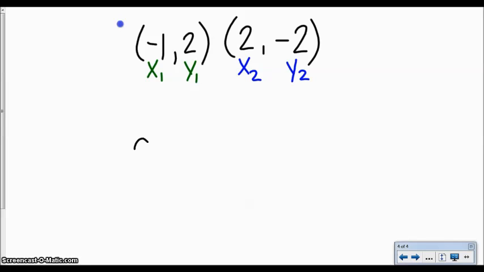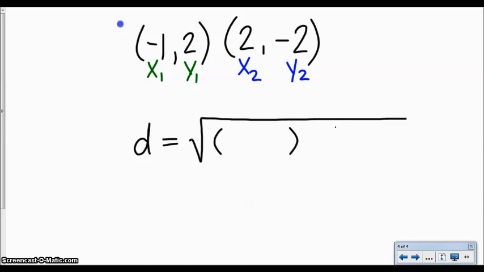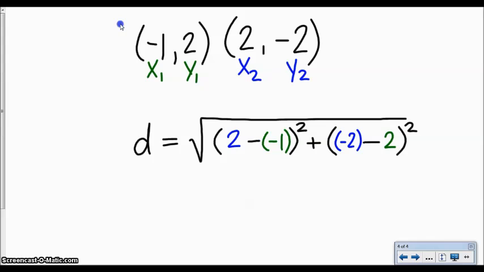Now we need our girl. So the distance equals, let's do her hair. Then we have her eyes. We have her eyelashes, her pupils, and her nose. Now let's plug in our points. So we're going to start. X is first. So we have x2 is 2, and x1 is negative 1. Then our y's. Our y2 is negative 2. Our y1 is 2. X comes before y. So x's are in the first set, y's are in the second set.